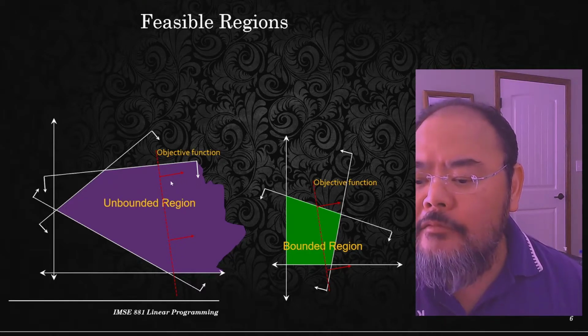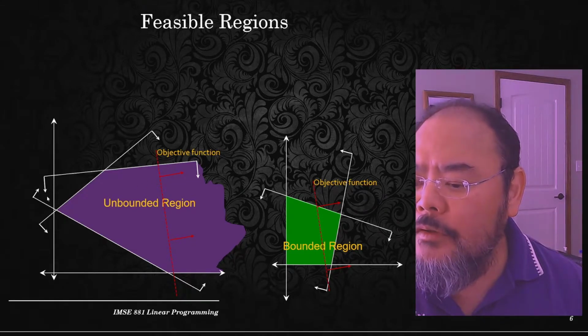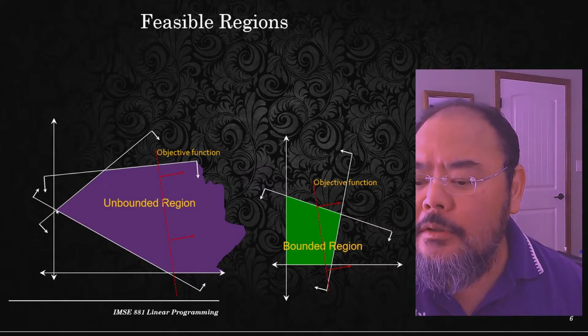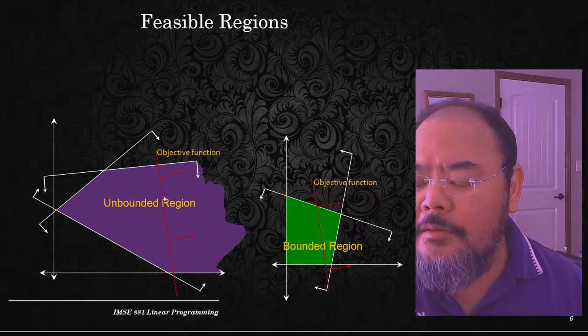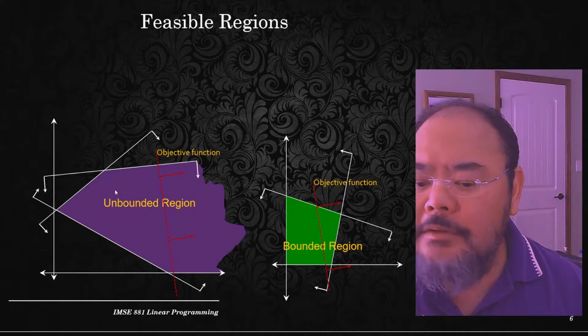okay? However, if the objective function is minimization, it is moving in the opposite direction, and this will be your last point leaving the feasible region. So you can see it depends on the direction of the objective function, either maximization or minimization.